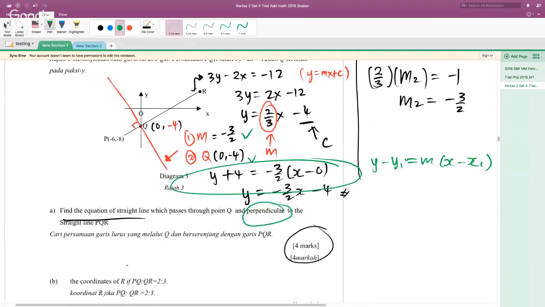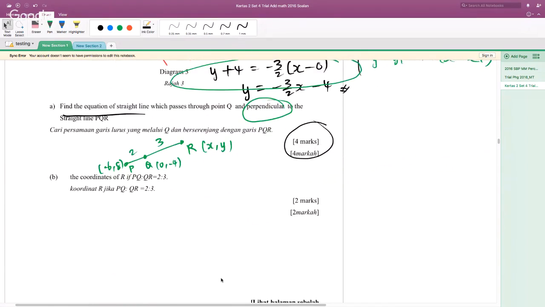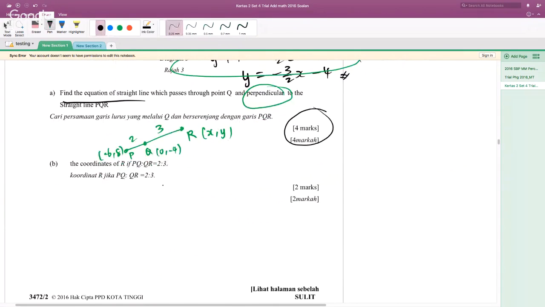So let me just draw this one out. I have P, I have Q, and I have R. PQ is 2, QR is 3. So this is 2 to 3. P, Q, R. Okay, we have the coordinate P, which is (-6, a). We have the coordinate Q, which is (0, -4). And then we do not have R. I'm going to call it x and y. Okay, so then what I will do is I just apply the formula into it.